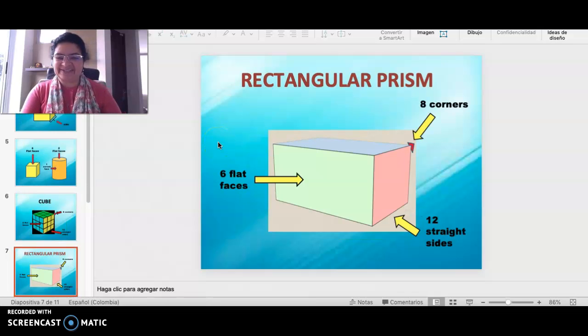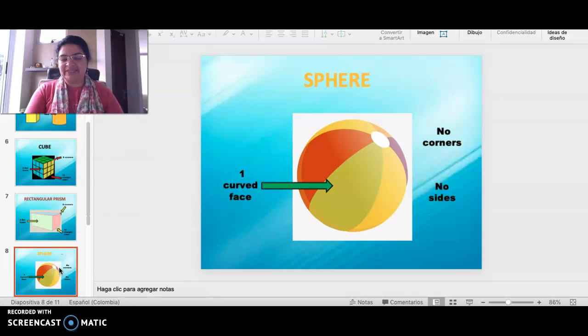Okay, so let's continue. The rectangular prism combines a rectangle with a square. Very good. So here we have 6 flat faces, excuse me, 8 corners and 12 straight sides. But remember that the rectangular prism has 4 rectangular faces and 2 square faces. Let's continue with the next one. This is a sphere, and the sphere has a curved face. It doesn't have corners and it doesn't have sides, okay?